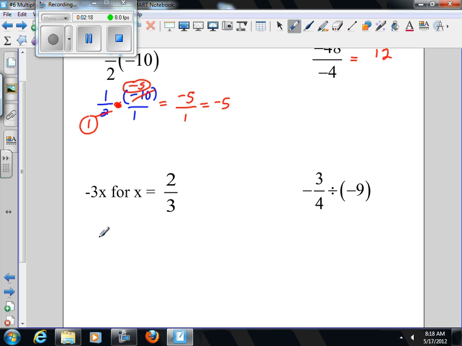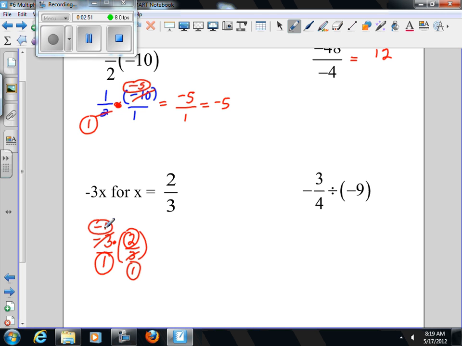Next, negative 3x for x equals 2/3. So that means we have negative 3 times 2 over 3. Well, let's make the negative 3 into a fraction by putting a 1 underneath it. Notice what's happening here. You can cancel. Divide by 3. 3 goes into 3 once. 3 goes into negative 3, negative 1 times. So negative 1. Oh, and by the way, for 1 and 2, we would just get the same numbers back because we can only divide by 1.